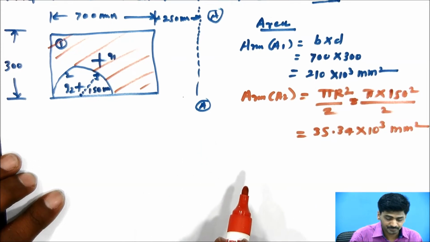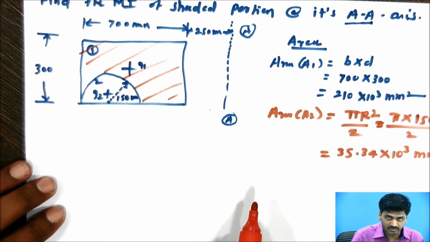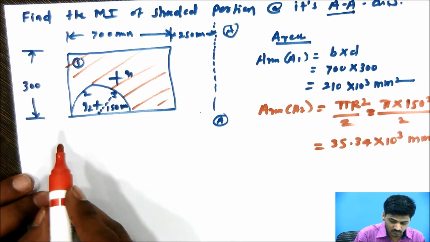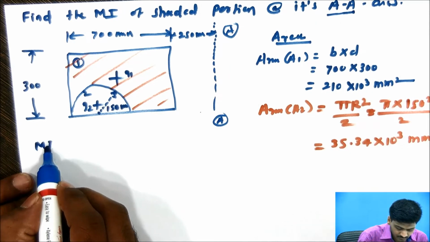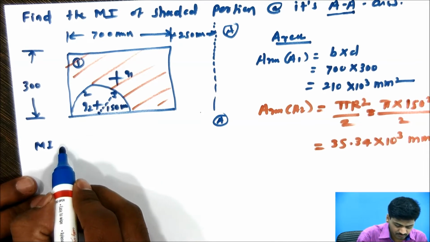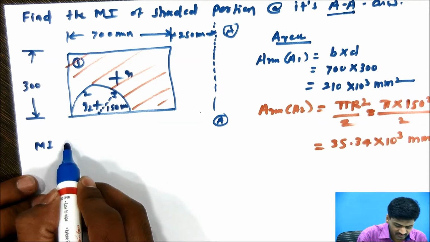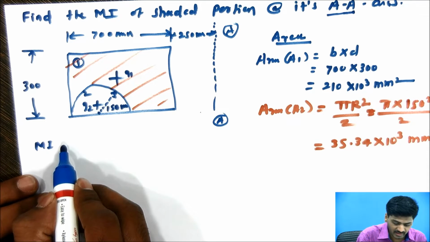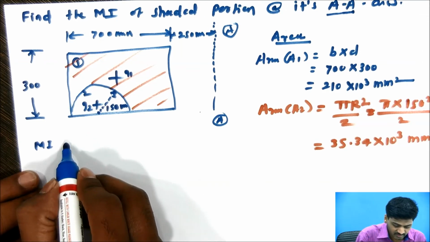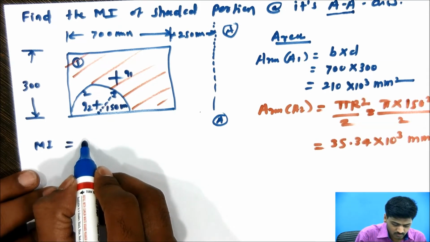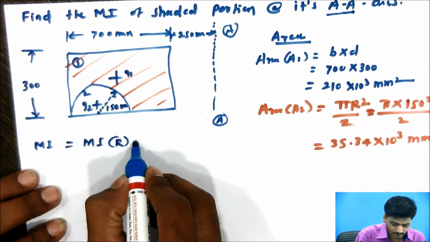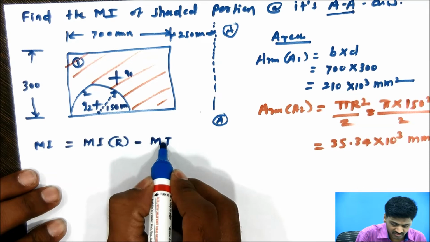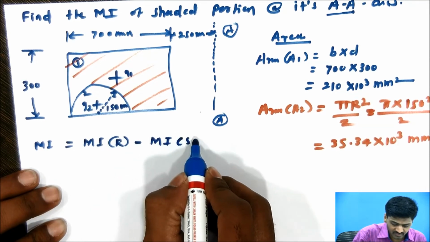Let's observe how to calculate the moment of inertia. The moment of inertia of the shaded portion about the AA axis is equal to the moment of inertia of the rectangle minus the moment of inertia of the semicircle.